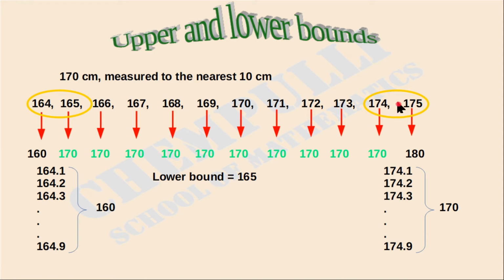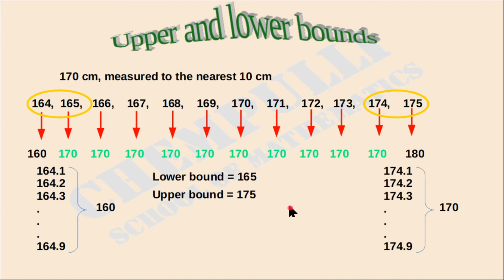That's why we are going to take the next number as the highest, that next number as the upper bound. That means in this case we can write upper bound is equal to 175. Then you can note one thing: if we round off this lower bound, we will get the value 170. But in the upper bound case, if we round off that value, we will not get the answer 170. We will get the next value, 180.